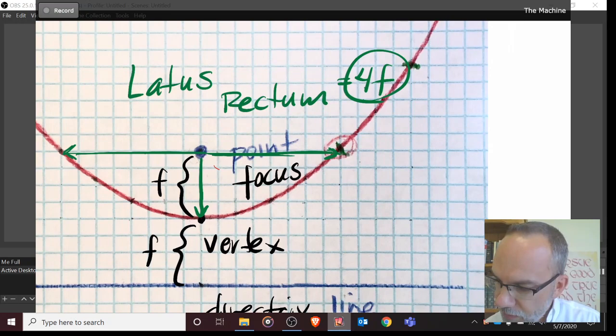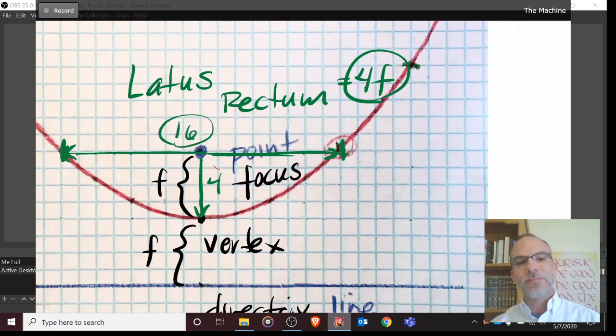Looks like 4 units. How far is it from end to end? From this point right over here, I count 1, 2, 3, 4, 5, 6, 7, 8 to the focus, and then 1, 2, 3, 4, 5, 6, 7, 8. This is going to be 16. Voila! There we go. So this kind of arrangement is true of all parabolas, no matter how they're oriented.